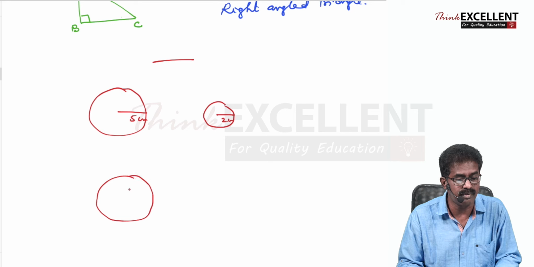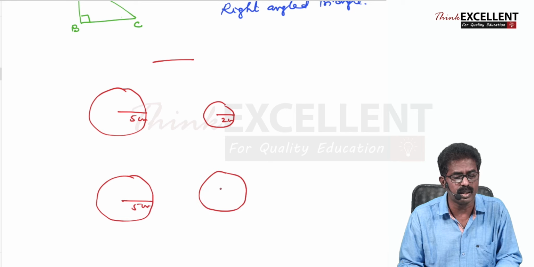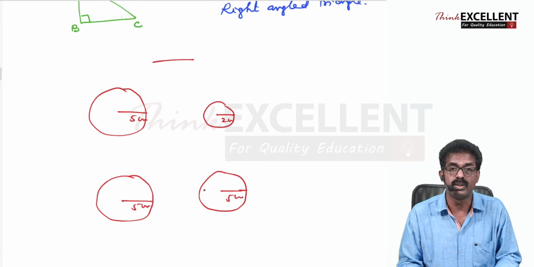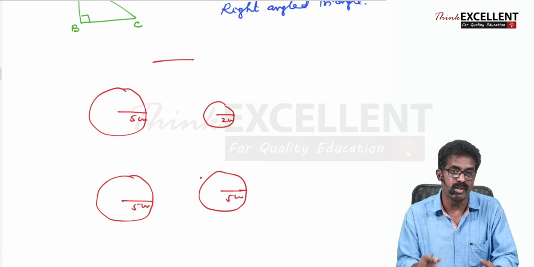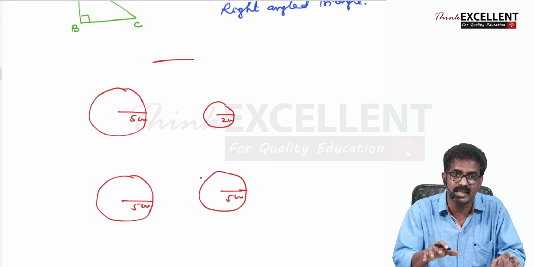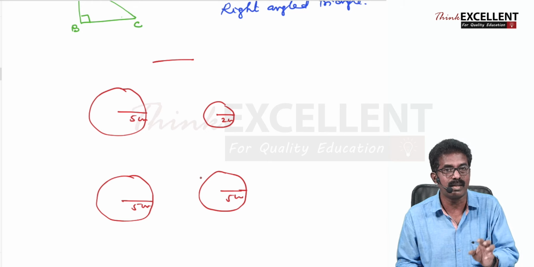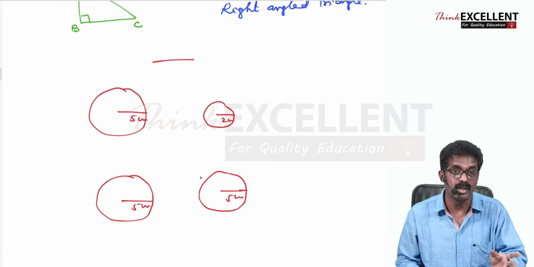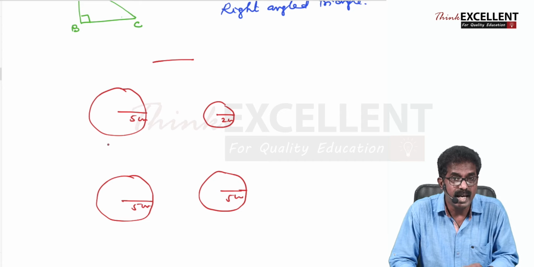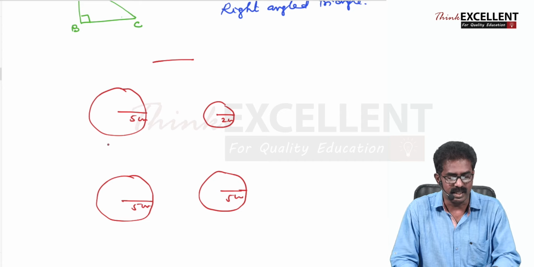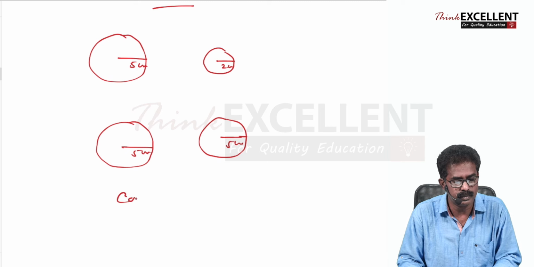Congruent means same shape and same size. Suppose you take a circle of radius 5 centimeter, another circle also of radius 5 centimeter. Then you say that 2 circles are congruent. If we keep one on the other, it covers exactly. So that we call it as congruent. Same shape and same size. That is called congruent.